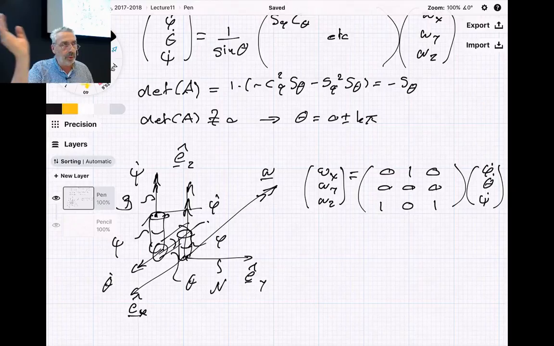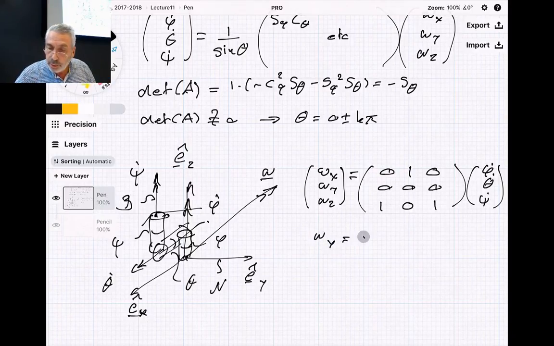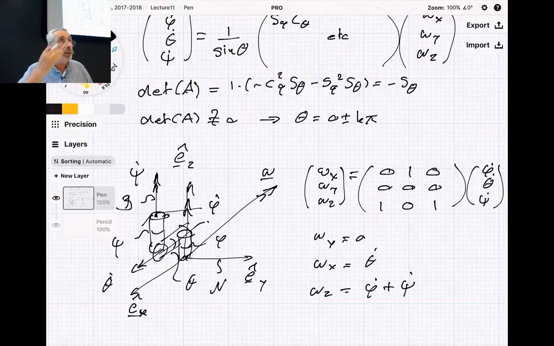I mixed two things, but it doesn't matter. These are apparently the body-fixed ones. But what we see is that omega y is always 0. There is no way to resolve that. And we see that omega x is apparently the theta dot. Yes, I agree with that. That's in this direction. And then we see that omega z is the combination of phi dot plus psi dot. So we are not able to say what is psi dot, what is phi dot, and we cannot describe that.